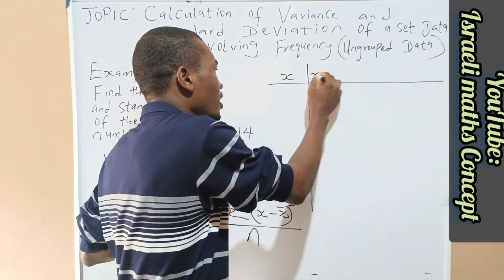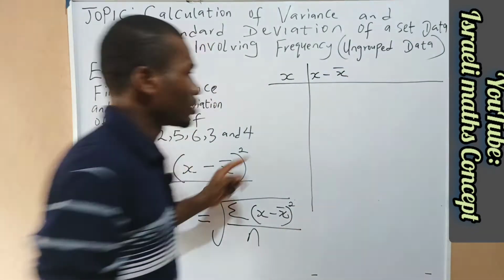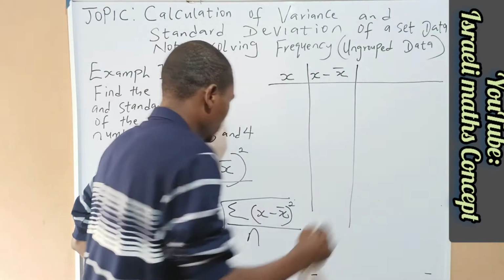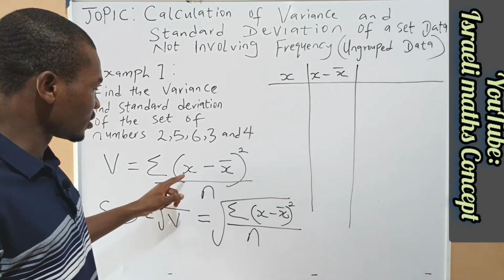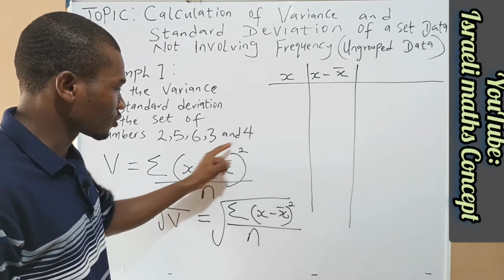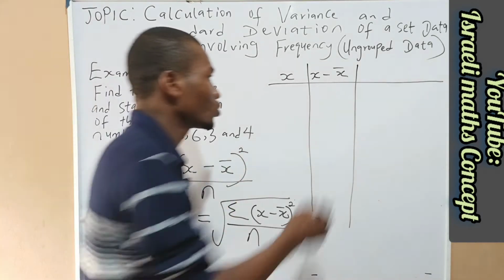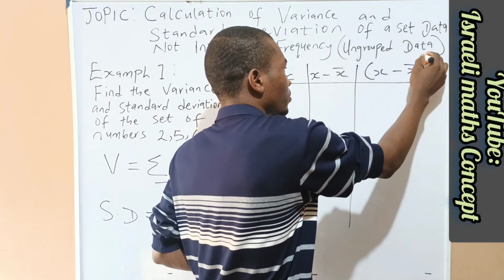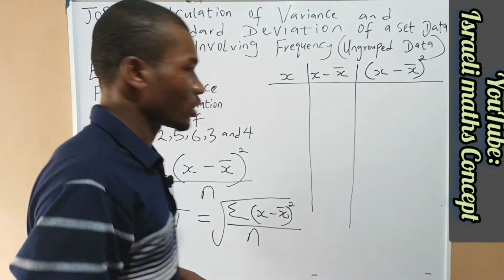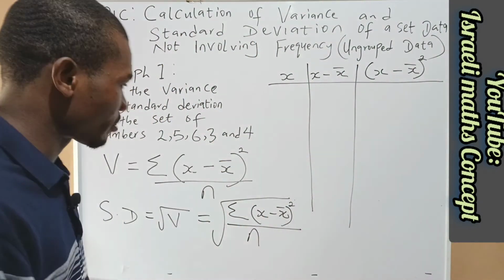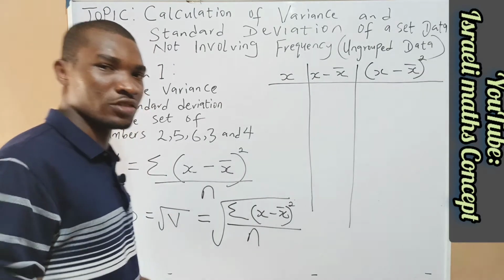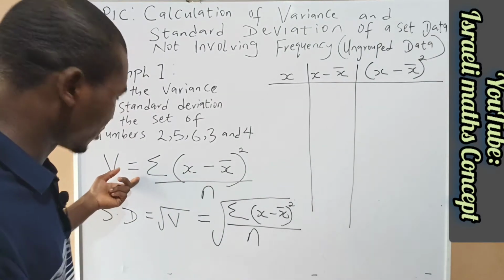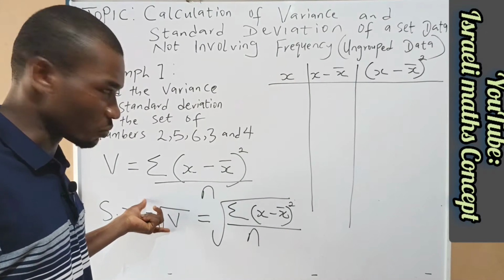So I will have x minus bar x at the second column. Then for the third column, the next combined parameter we have here is x minus bar x, all raised to the power of 2. So here I will have x minus bar x, all raised to the power of 2. I guess we are through with inputting the necessary parameters and the combined parameters that would enable us to calculate our variance and at the same time our standard deviation respectively.